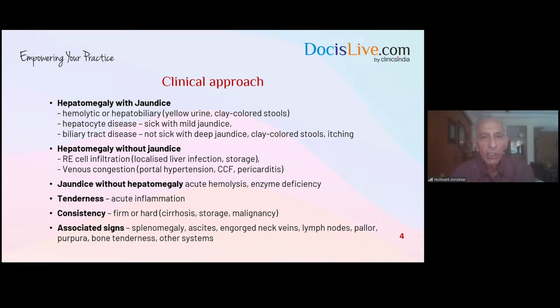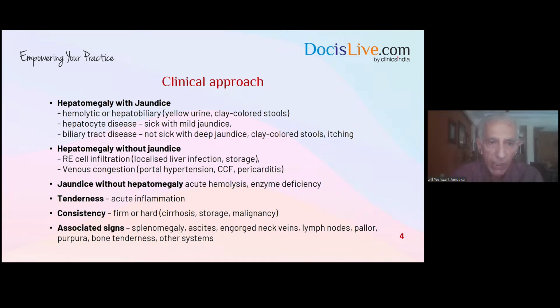And what's the reason why one has jaundice and the other group has no jaundice? The only reason is the jaundice clinically manifests only if more than 80 to 85% of the hepatocytes are damaged, or of course the biliary obstruction has come up. But in venous obstruction or an RE cell infiltration or a localized liver tumor, not so many hepatocytes are damaged, nor is the biliary tract damaged. And therefore, this group of hepatomegaly comes without jaundice.